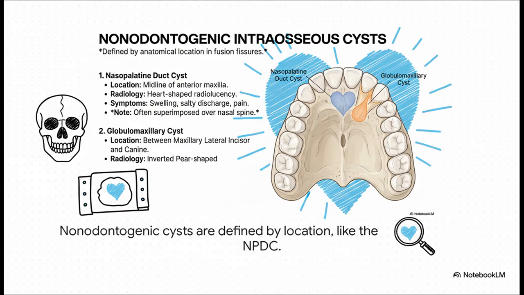Okay, let's switch gears and talk about the non-tooth-related suspects. For these cysts, the number one clue is always location, location, location. They tend to form in very predictable spots where embryonic plates fused together way back when. The most famous one is the nasopalatine duct cyst. You find it right in the midline of the upper jaw, and it often shows up as this very distinctive heart-shaped shadow on an X-ray.